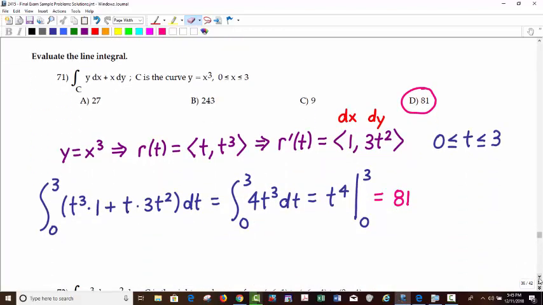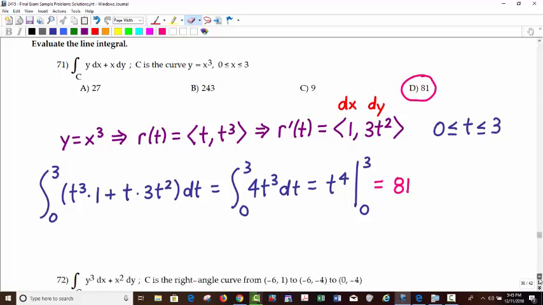Number 71. Line integral that's written in differential form. So when it's in differential form, you don't have to do that square root thing. It's not in that ds form it gave earlier. So literally you just take y times the derivative of x, plus x times the derivative of y, and integrate it from there.